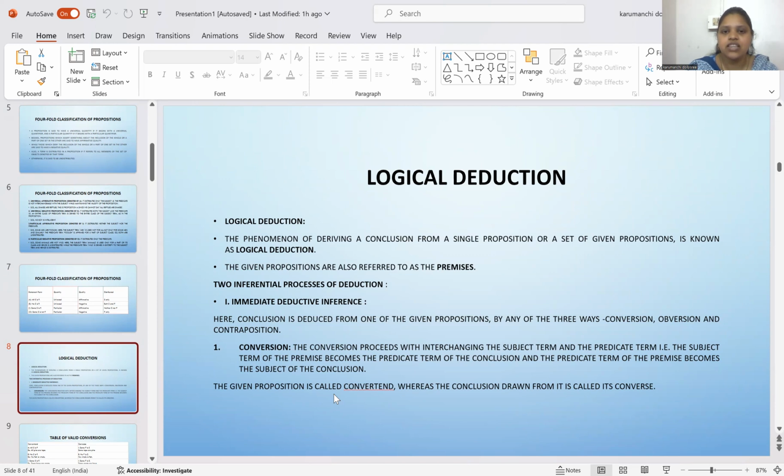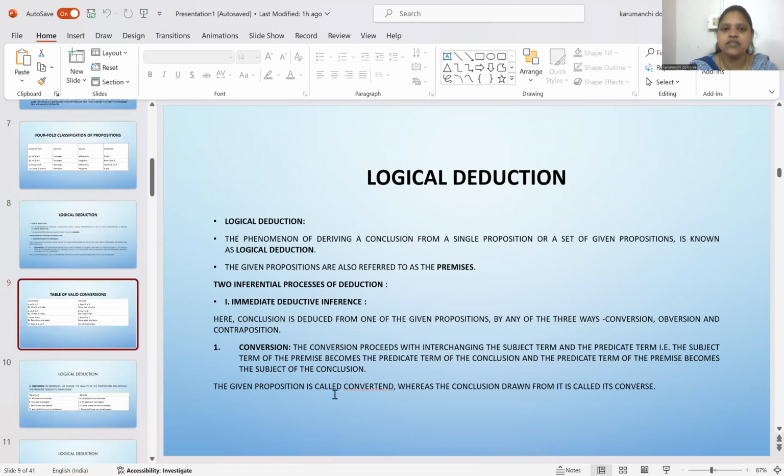Coming to conversion, the conversion proceeds with interchanging the subject term and the predicate term. That is, the subject term of the premise becomes the predicate term of the conclusion, and the predicate term of the premise becomes the subject of the conclusion. The given proposition is called the convertend, whereas the conclusion taken from that statement is called its converse.